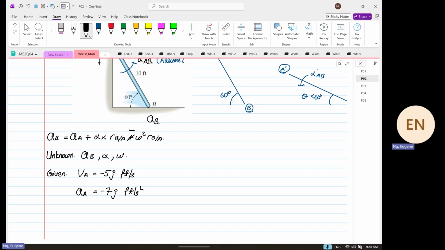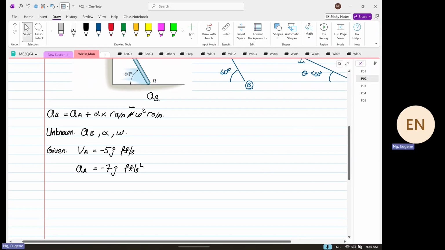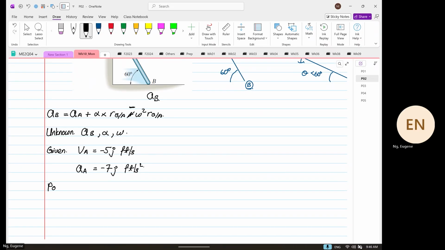And I'll tell you why it is going to be equal to 0. So point A and point B are under linear motion only. Okay. So point A and point B are under linear motion.